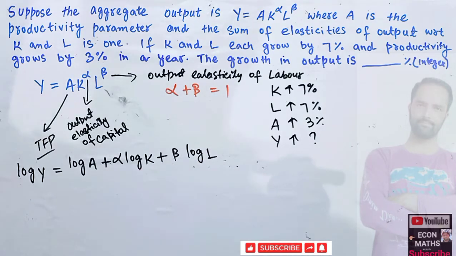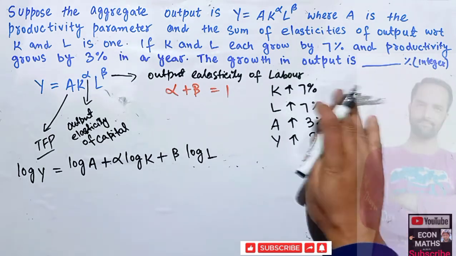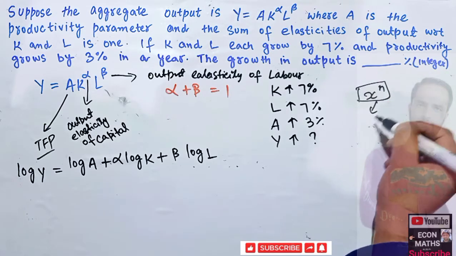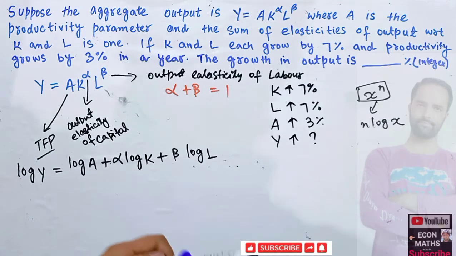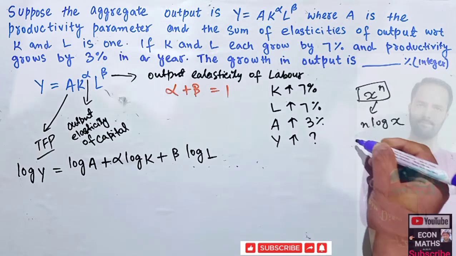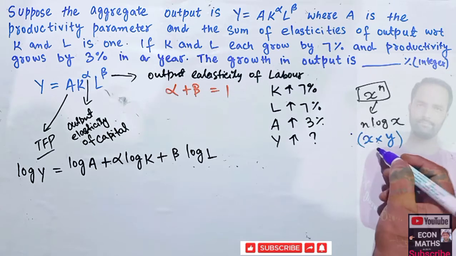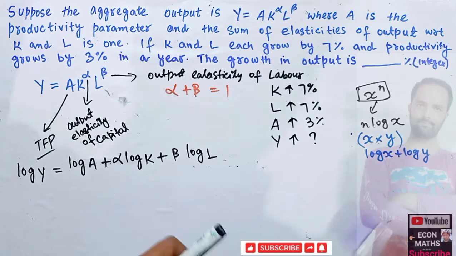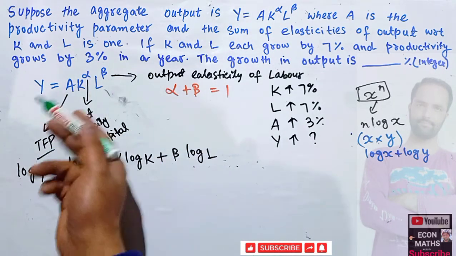If we have simply x to the power n and we want to take its log, it will become n log x. That very rule I have applied here. Also if we have x into y and we take the log of this, it will become log x plus log y. These are the basic logarithm rules. I hope you know these very rules very well. So first we take the log of this production function.